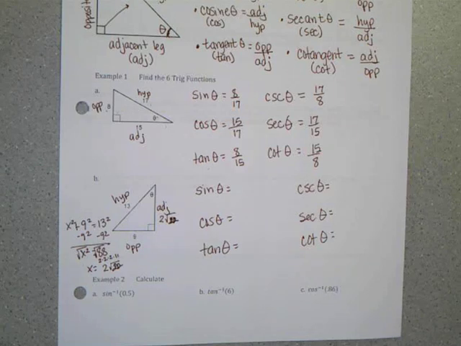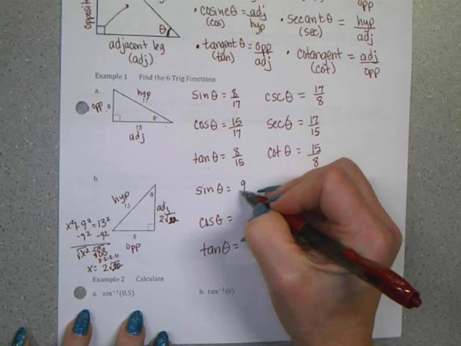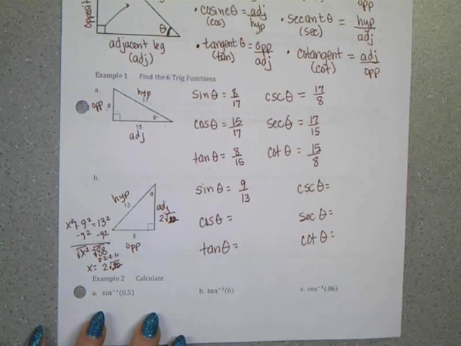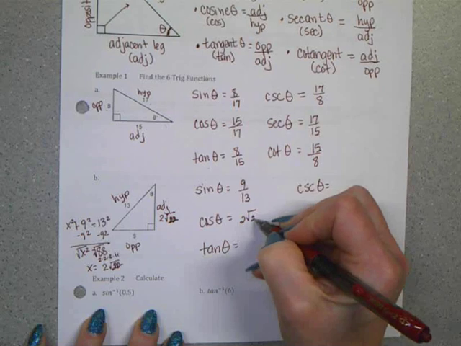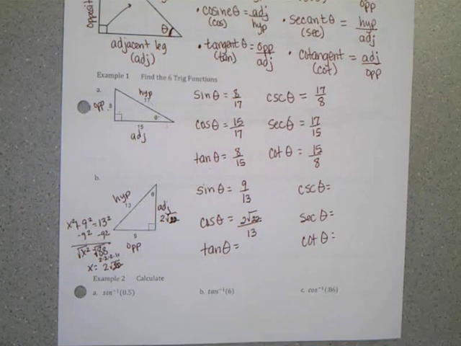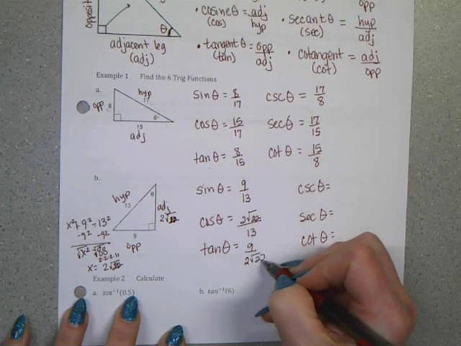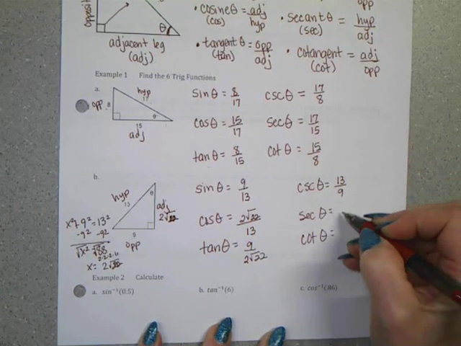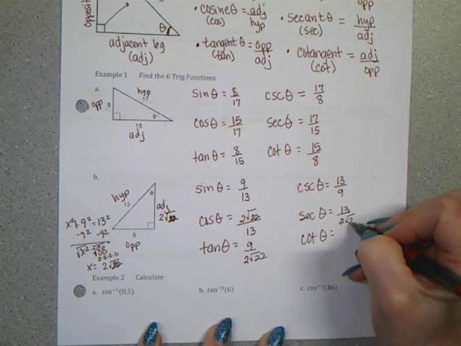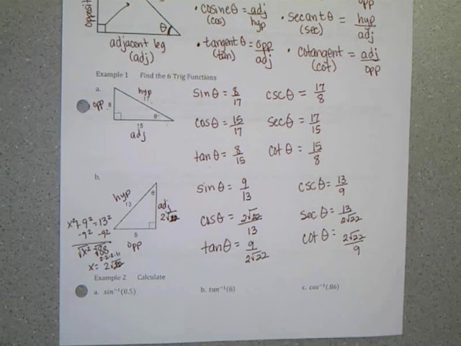All right, welcome back. For my sine, sine is opposite over hypotenuse, so that's 9/13. Cosine will be adjacent over hypotenuse, so 2 square roots of 22 over 13. Tangent will be opposite, which is 9, over adjacent, which is 2 square roots of 22. So then cosecant will be just the reciprocal, 13/9. Secant will be 13 over 2 square roots of 22, and cotangent will be 2 square roots of 22 over 9. Okay, that's our first part of trigonometry.